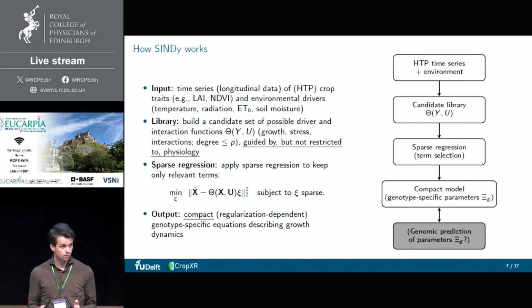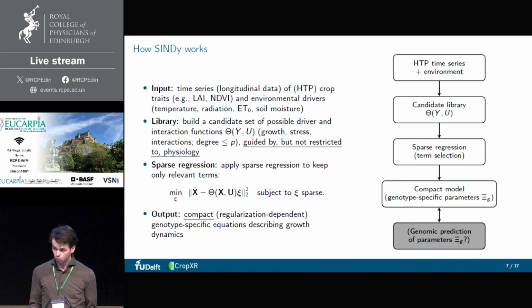So how does SINDy work? First of all, we have to do data collection, of course. We have to collect both environmental time series and crop traits over time. So we let the drones fly over the field and collect traits like the leaf-area index, the NDVI, it can be anything. We're not restricted by any physiological relations that we know. We just collect everything that we can measure, and we collect time series, that's the most important, for different individuals over one growth season. And we also collect data on the environmental drivers. So we take the temperature, we take the soil moisture, et cetera.